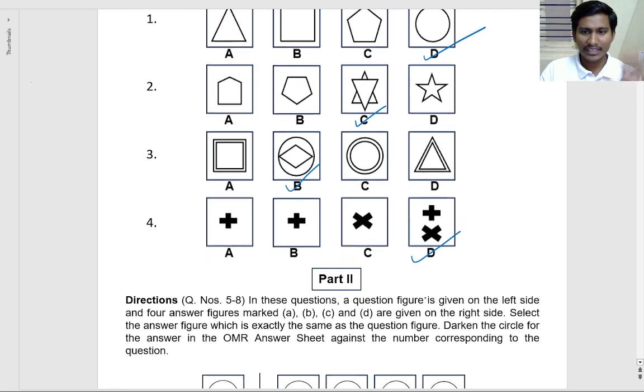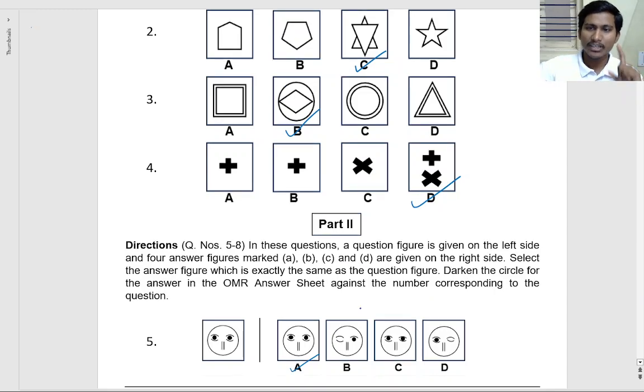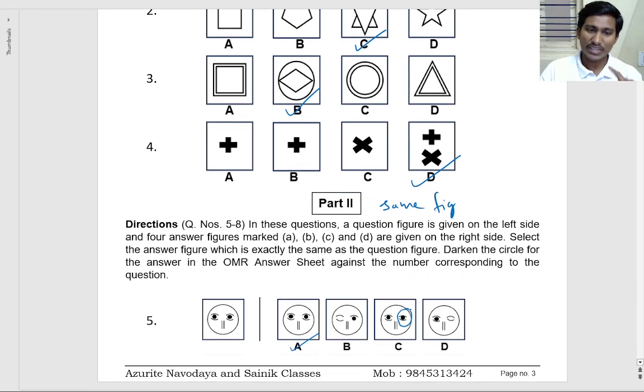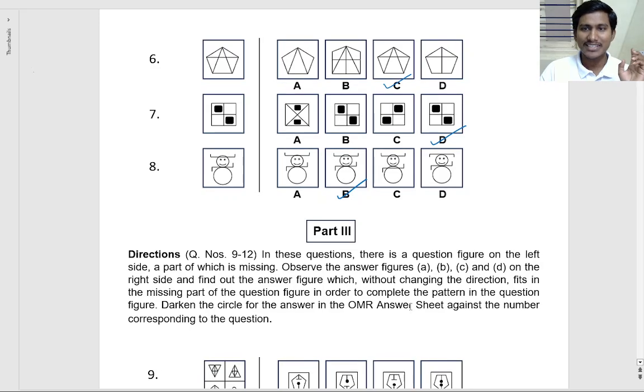I will tell you the answers directly. In the second part we have to find the same figure. In the fifth question, A is the same. Don't be confused with C, because there both the eyes are connecting the up and down, so that is not the answer. A is the answer in the fifth. And the sixth answer is C, the same figure is C.